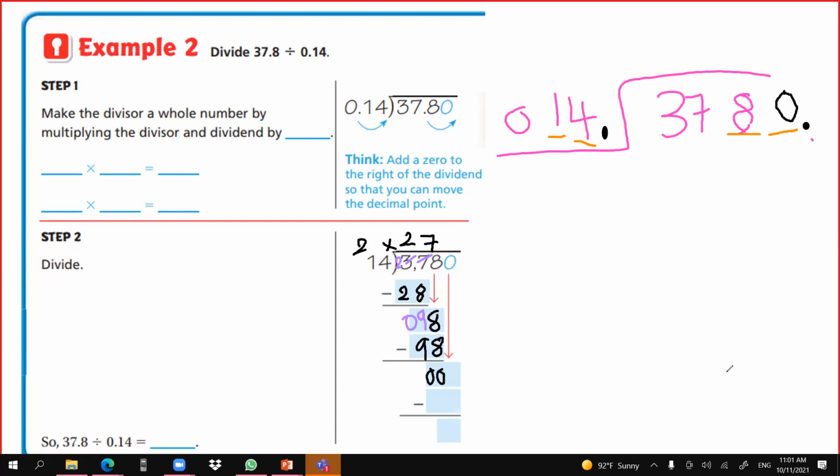Then next, what do you have to do? I'm going to put the 0 down. 0 over 14 is 0. Then 0 times 14 is 0. So the remainder here is 0. So dividing 3,780 by 14, you get 270. And dividing 37.8 by 0.14, you will get 270. Is it clear?